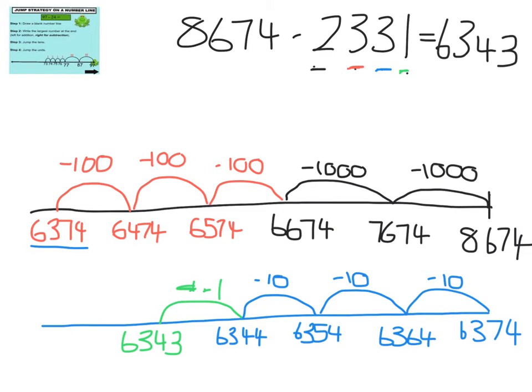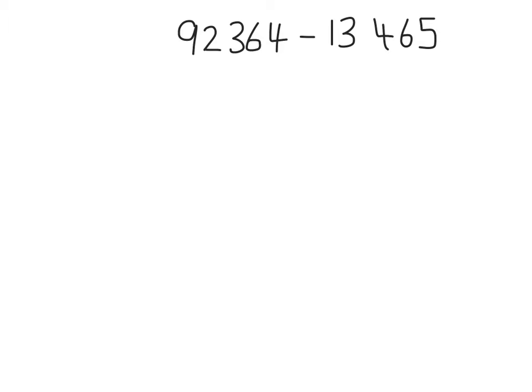Okay, so I'm going to do one more and I'm going to do a 5-digit number. Okay, so the number I've chosen is 92,364 and I'm going to take away 13,465. All right, so the first thing I need to do is draw my number line.